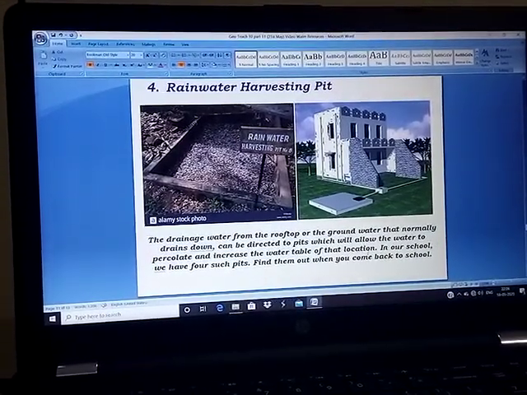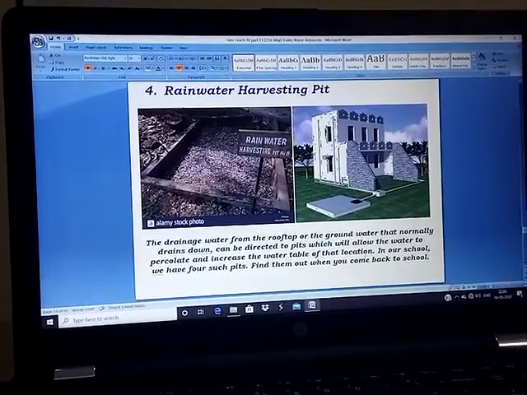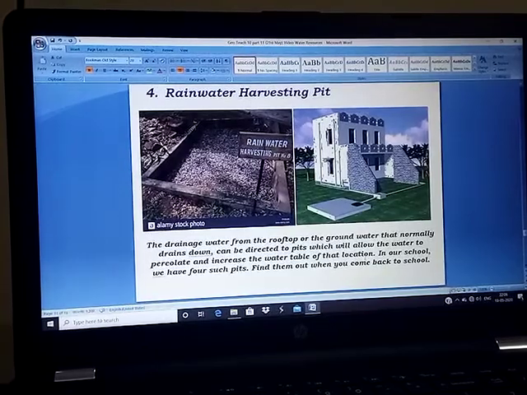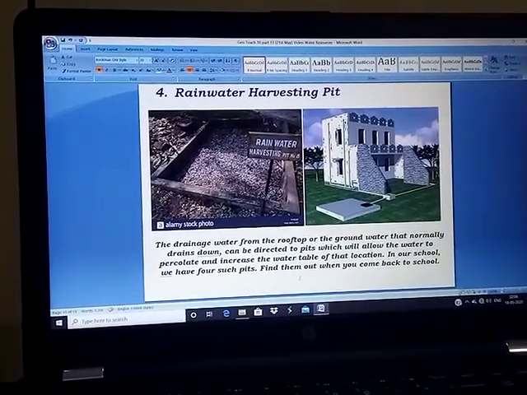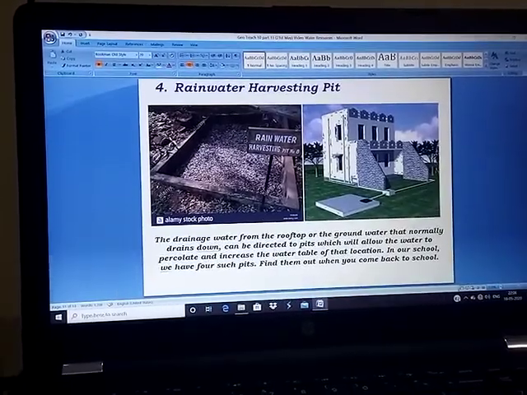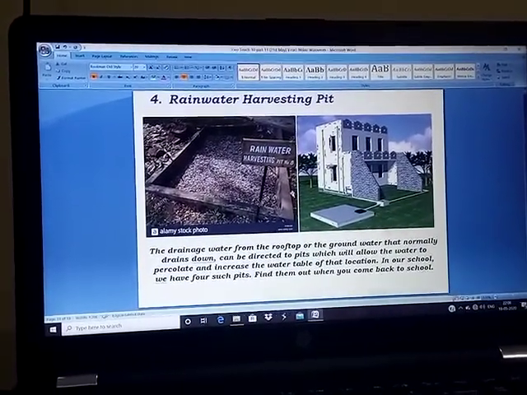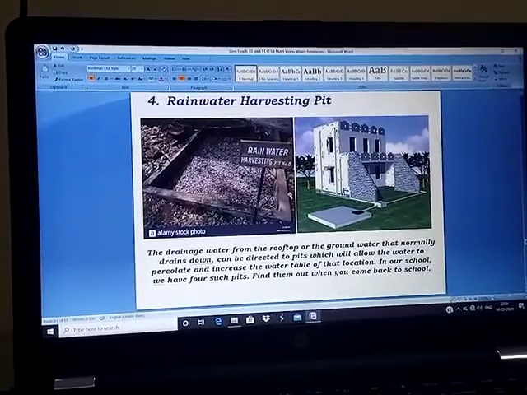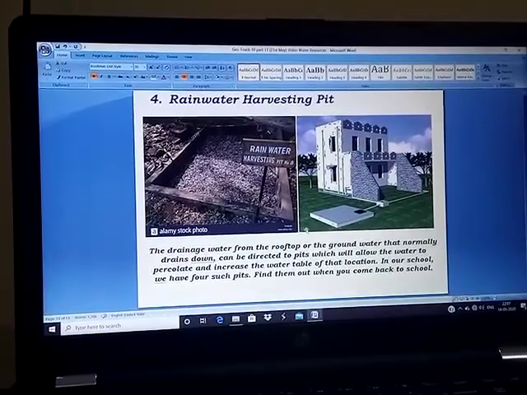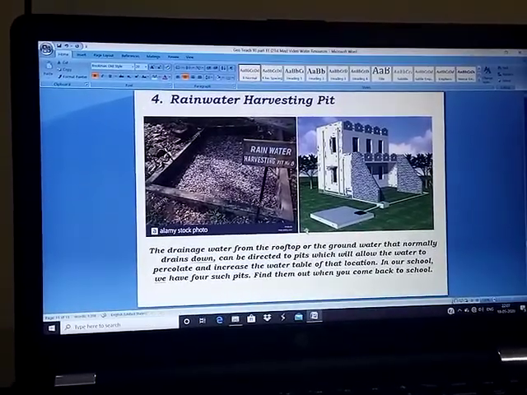Now it's a task given to you. When the school reopens, hopefully one day it will open and we'll all come back, find them out, where they are, and let me know. There are 4 such rainwater harvesting pits located in your school, through which water harvesting is being practiced.